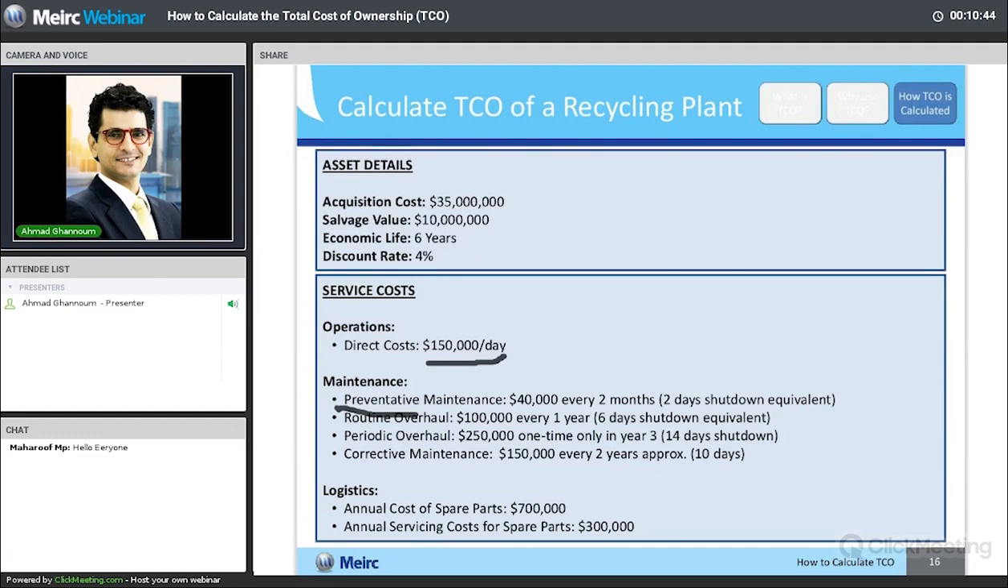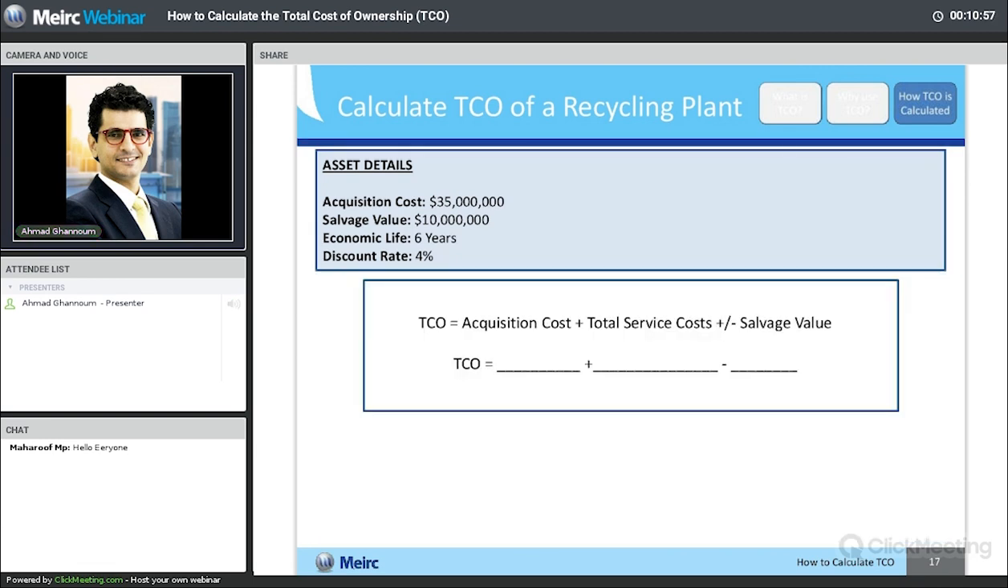Logistics, let's keep this simple. So let's say the logistical cost will come down to $1 million per year. That is the $700,000 in annual cost of spare parts plus the $300,000 to service or store and maintain those spare parts. So let us first tackle the top half of this equation or the exercise.